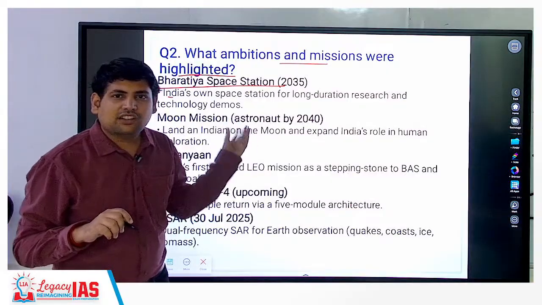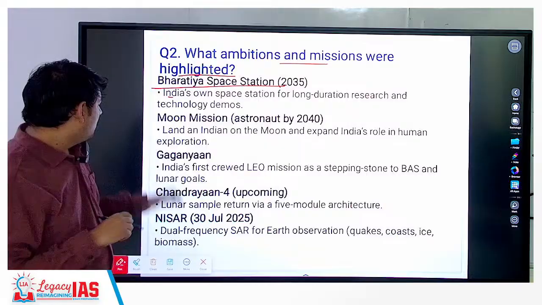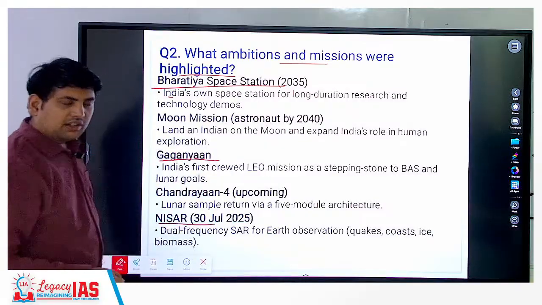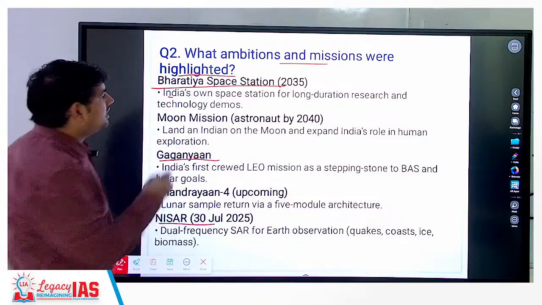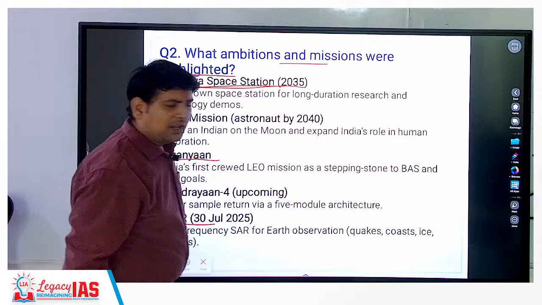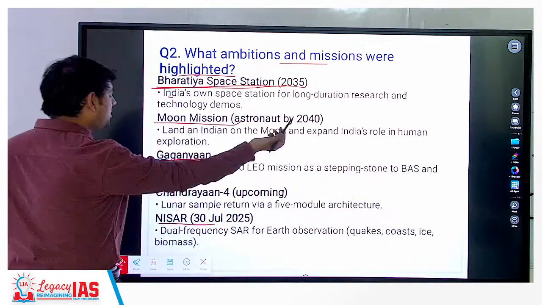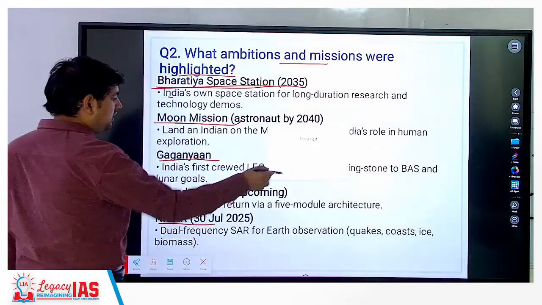Slowly, whenever they come in the news, we will cover them. For example, we have covered Gaganyaan. Now, NISAR we have covered. Chandrayaan 4, when it comes in the news, we'll cover. Moon mission, Bharti Space Station, we talked about it. Correct. So one or two are left. All of this becomes important. Whenever they come in the news, you should look at them. So these are just a listing of those names.